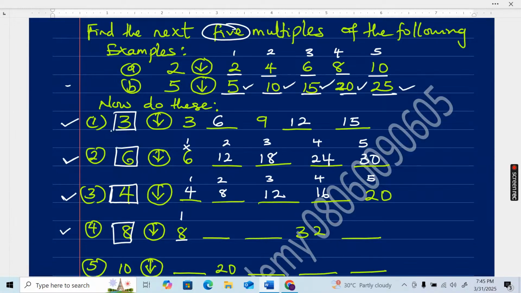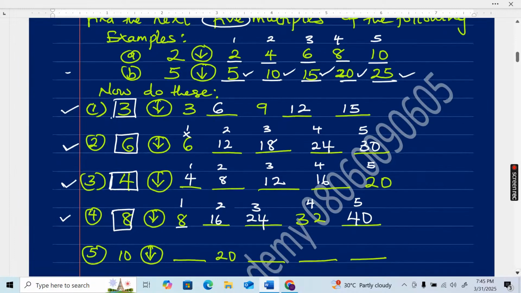Eight times 2. 8 times 2 is 16. 8 times 3 is 24. 8 times 4 is 32. It has been written there. Then 8 times 5 is 40. That is the answer to number 4.